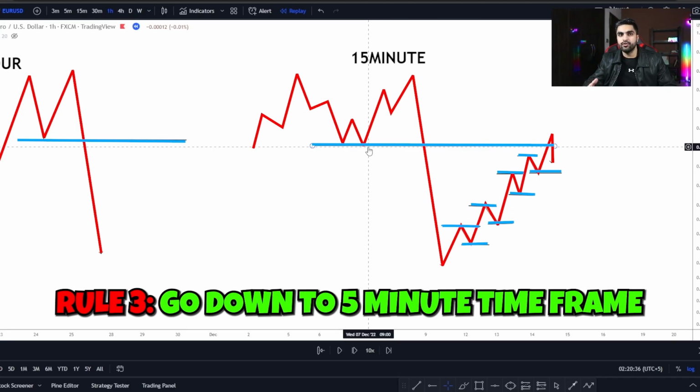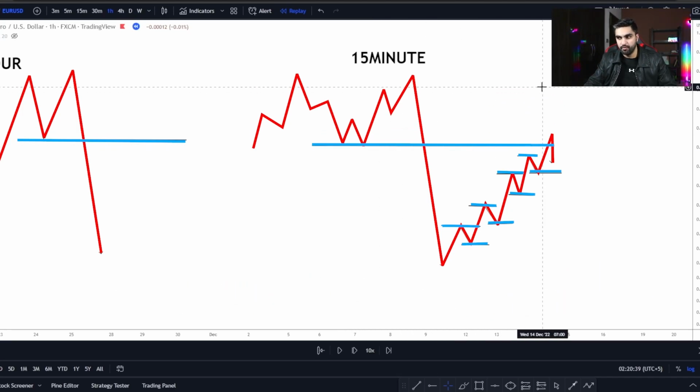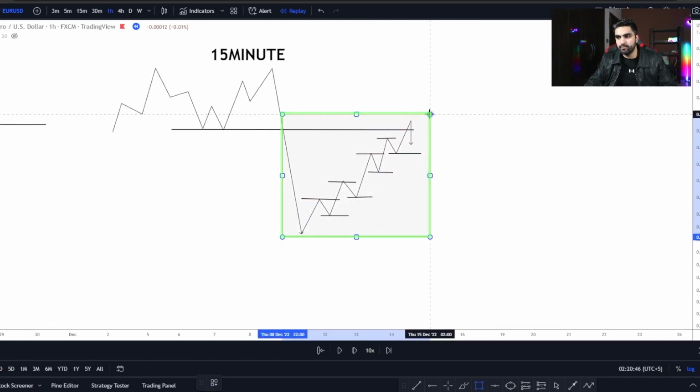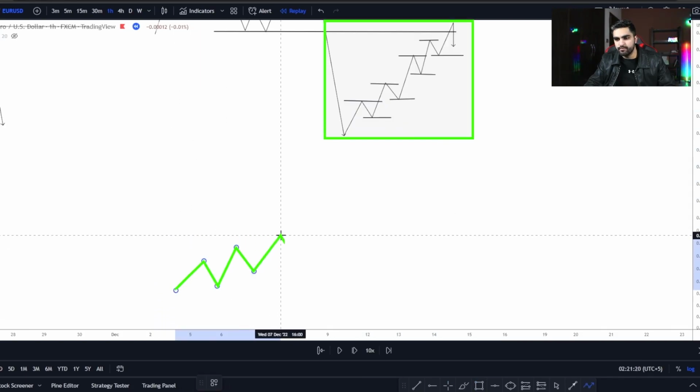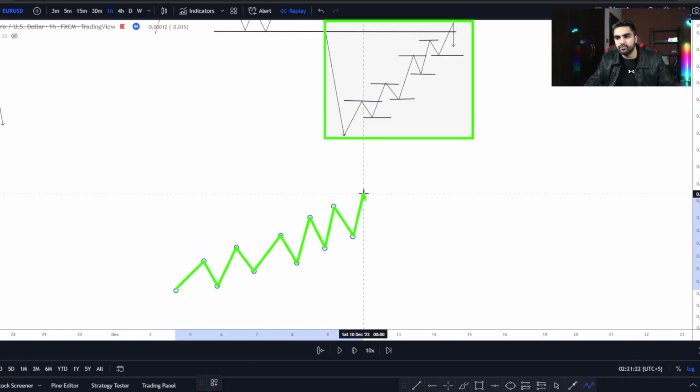We then need to go down to the 5-minute time frame. Now on the 5-minute time frame, this buyers' pullback will be this kind of movement from the buyers, with a lot of struggle to go up.